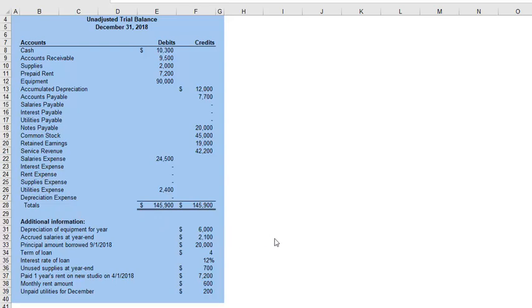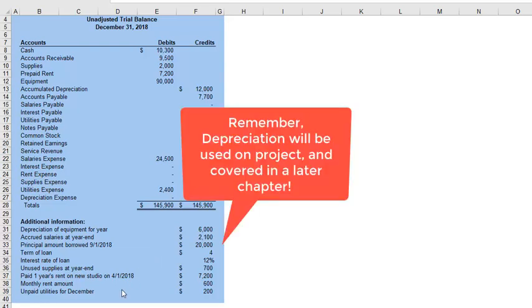And some additional information. In this problem, we're going to be doing our adjusted journal entries. So as we can see here, right now, there's nothing in salaries payable, interest payable, utilities payable. We have some interest expense, some rent expense, supplies expense. Those are things we need to book some entries for. Depreciation is that entry that we looked at in the intro video.